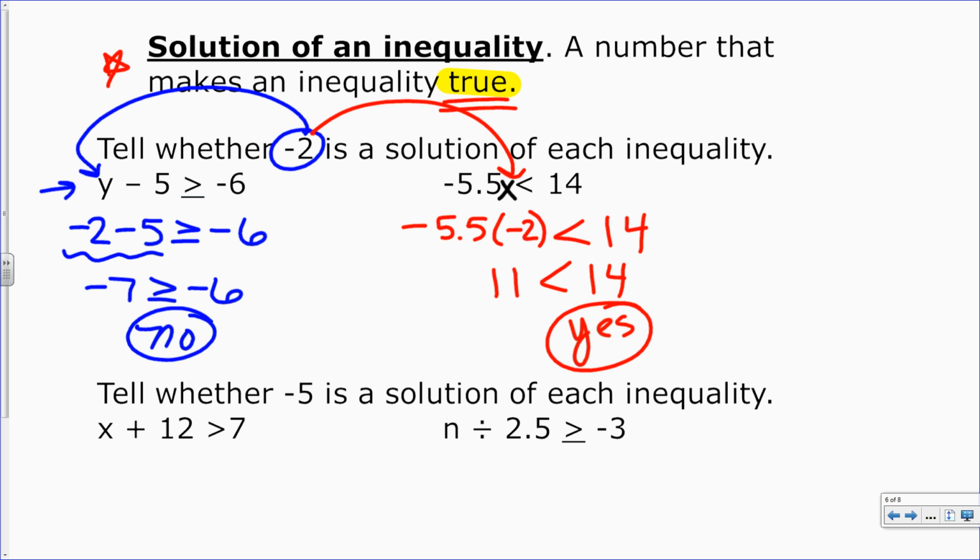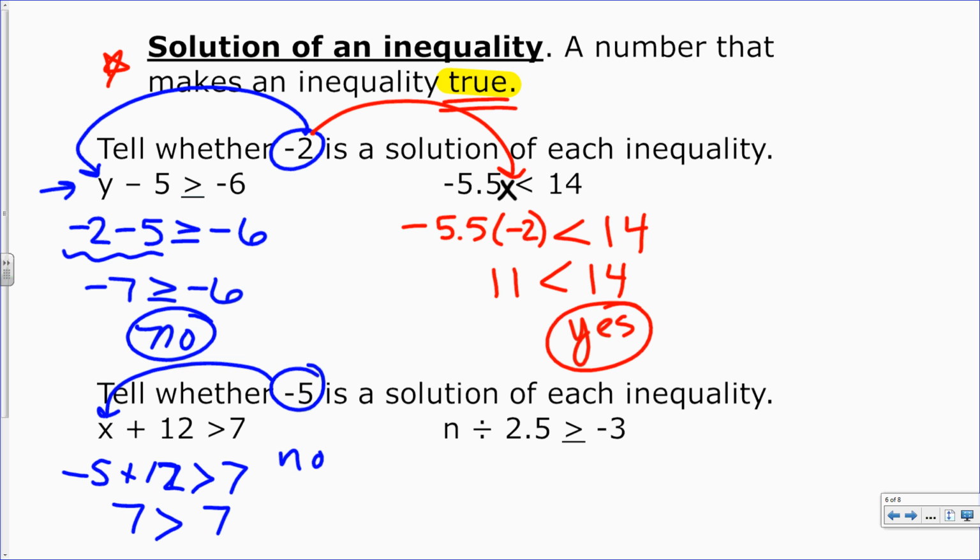Okay, this one wanted to plug in negative 5 to see if it's a solution. So I'll plug in negative 5 for x. Negative 5 plus 12 is greater than 7. Well, negative 5 plus 12 is 7. So I actually have 7 on both sides with a greater than symbol. Is 7 greater than 7? It is not. If I had an equal sign under it, like greater than or equal to, then it would have been a solution.